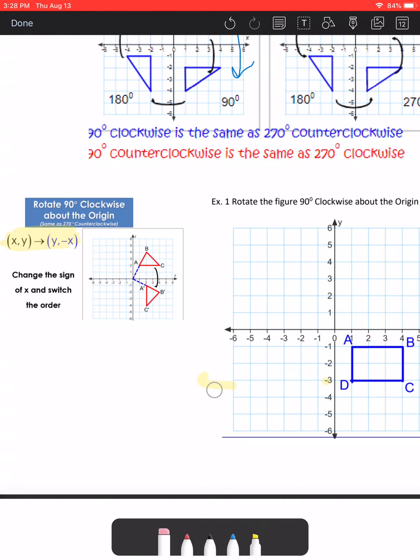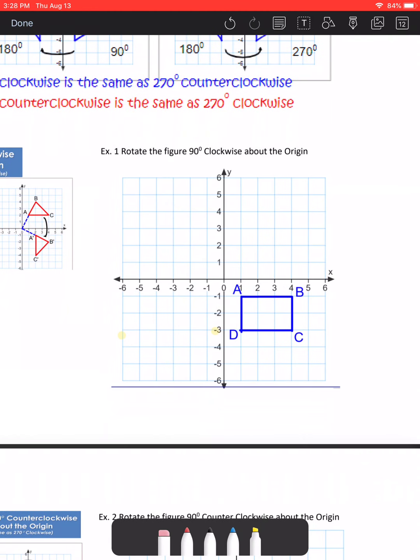Oops, sorry, I got some highlighter over here. Let's erase that. All right, so let's look at example 1. Example 1 asks us, and I'll use red here, to rotate the figure 90 degrees clockwise about the origin.